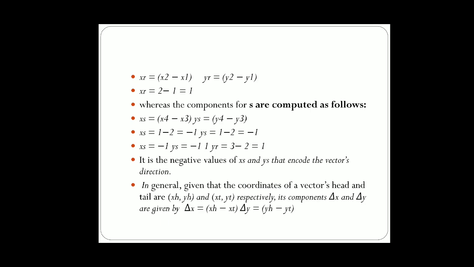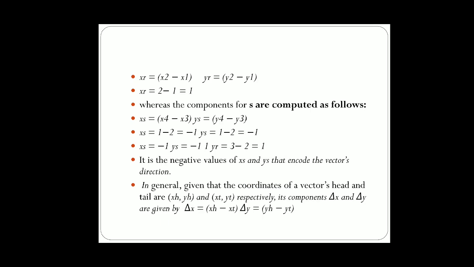Whereas the components of S are computed as follows. The S line starts from x3 comma y3, so xs is x4 minus x3, and ys is equal to y4 minus y3. So these values are minus 1, minus 1. It is the negative value of xs and ys that encodes the vector direction. So here xs and ys are negative values.